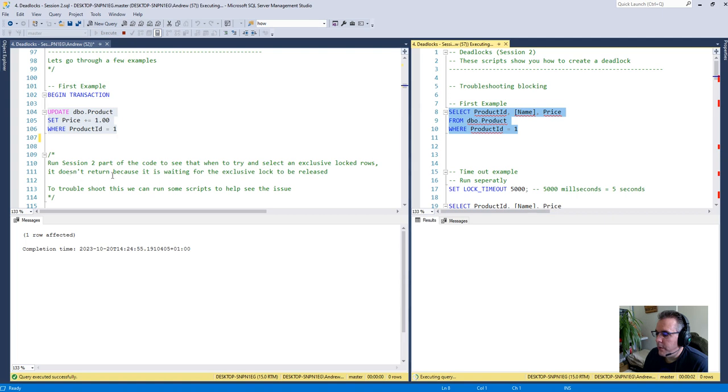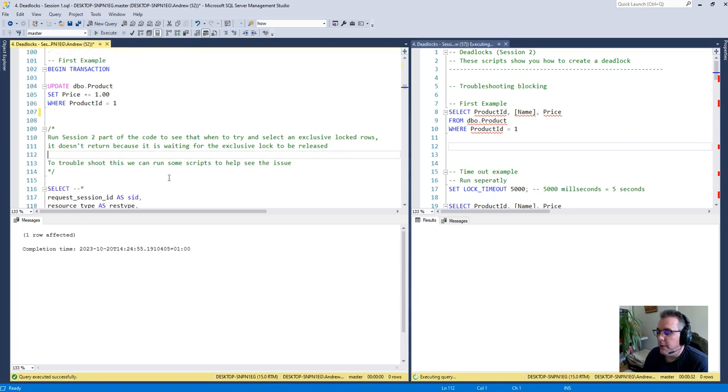What we see is it tries to get an exclusive lock on the row, but this is updating it, so this has locked it. So we can't select this row with product ID 1. We're trying to update product ID 1, the price, but we're also trying to get it. This transaction is open, so it has to block the other session. It doesn't return because it's waiting for the exclusive lock to be released.